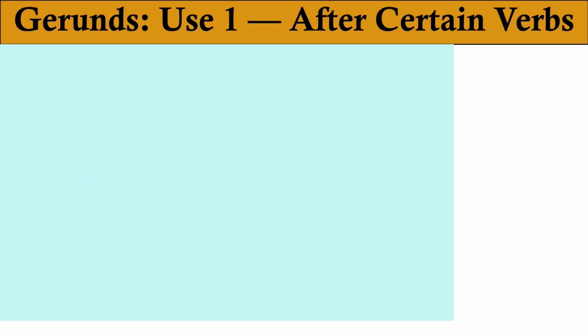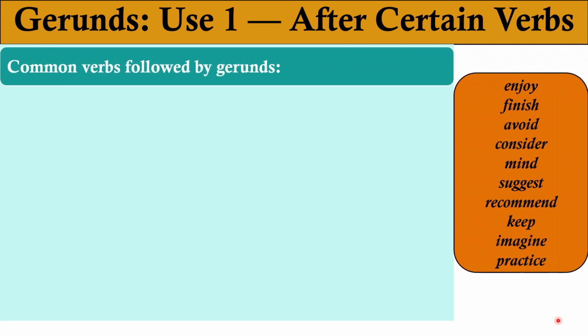Now let's look at one of the most important uses of gerunds, using them after certain verbs. In English, many common verbs are always followed by a gerund, not an infinitive. This is a rule you have to memorize. Some of the most common ones are enjoy, finish, avoid, consider, mind, suggest, recommend, keep, imagine, and practice.